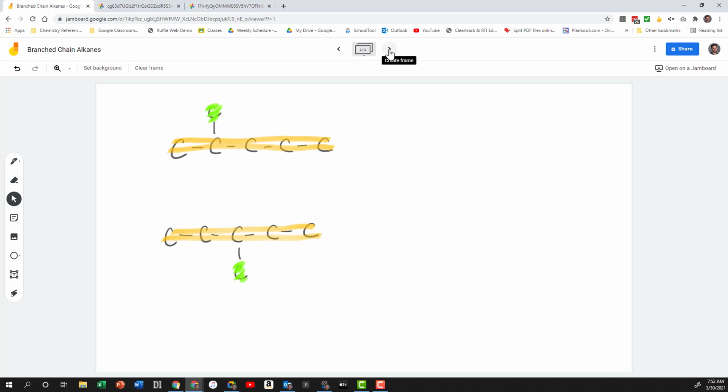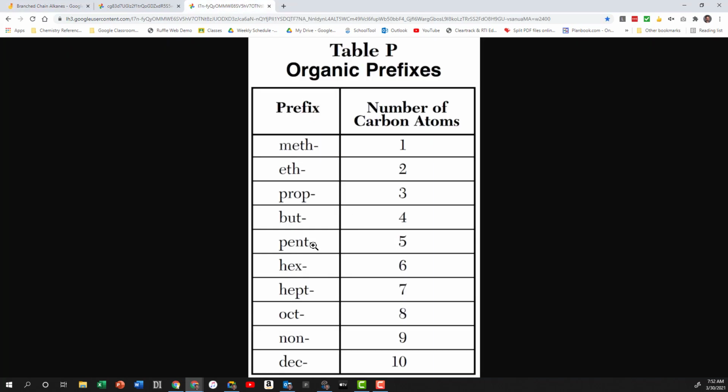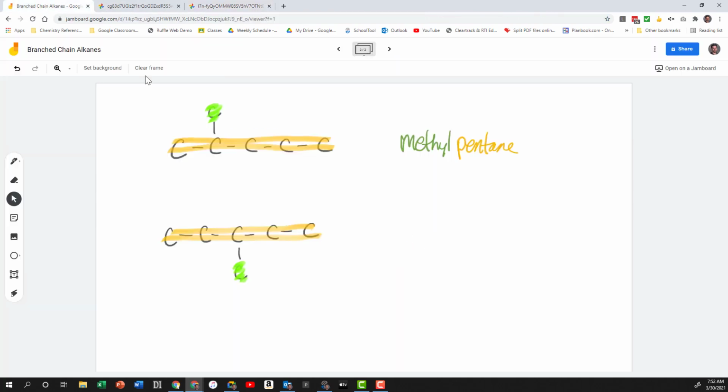But this time, so this is a methylpentane. Again, we've got 5 carbon atoms in the main chain, 1 in the branch. So we say methylpentane. We can also go, this is also methylpentane.